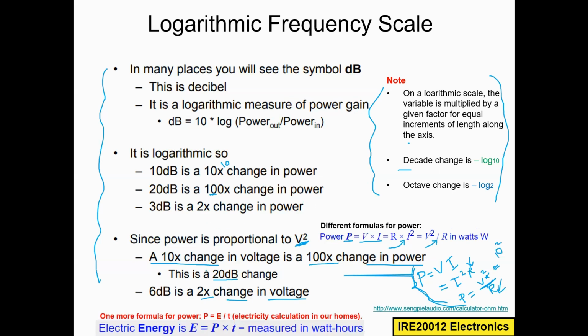Okay, so one more formula for power. I mentioned three formulas for the power calculation: VI, I square R, V square divided by R. We have one more formula, that is P is equal to E divided by T. E is the electric energy. So in this formula, E is equal to P times T, right? So the unit is watt hours. We know the unit of power is watt, and the time is in terms of hours.